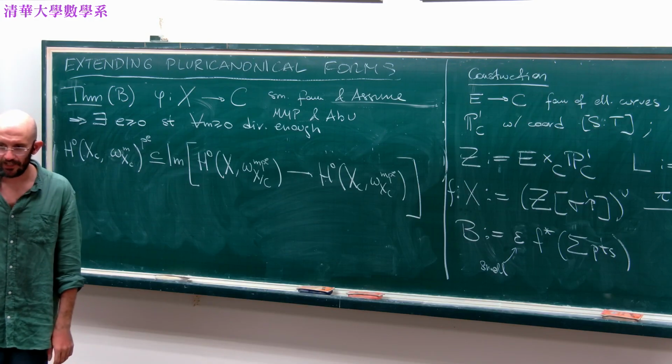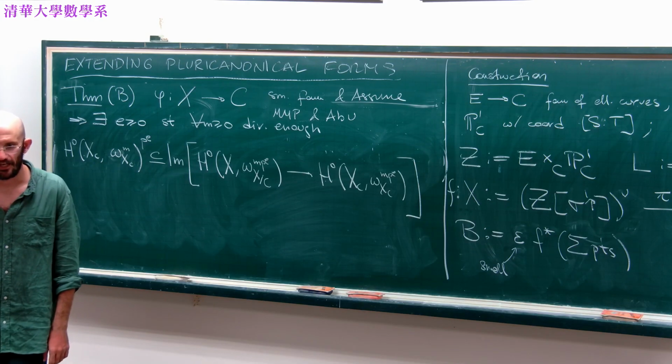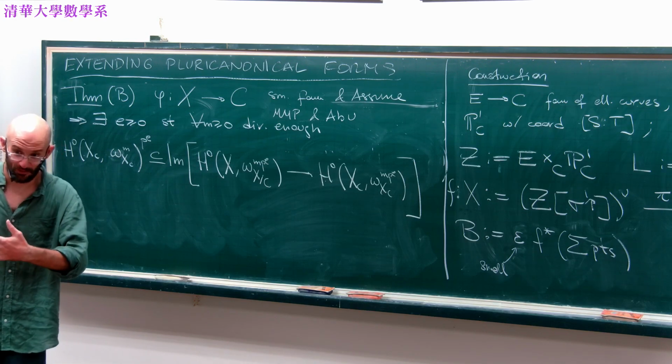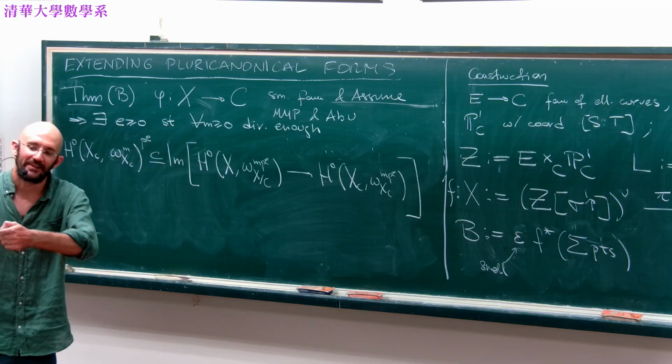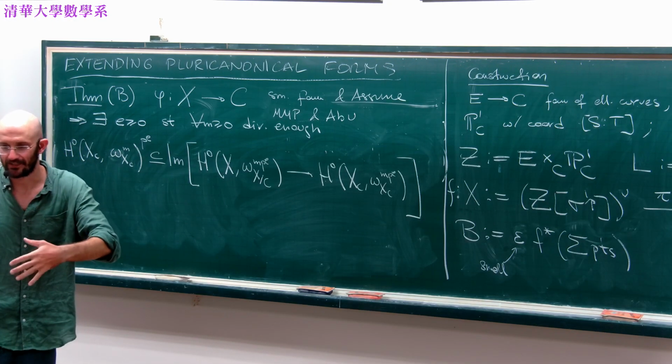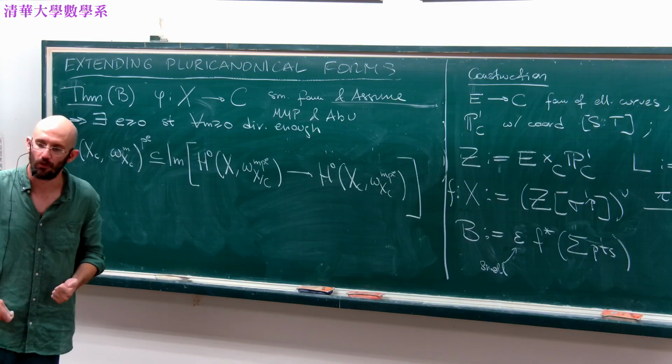For smooth varieties, actually, it's okay, like for all m. The trick is, first you prove it for m divisible enough, and then there are these cyclic covering tricks, plus some multiplier ideal techniques, that allow you to get it for all m.